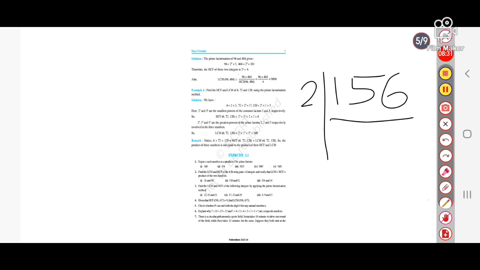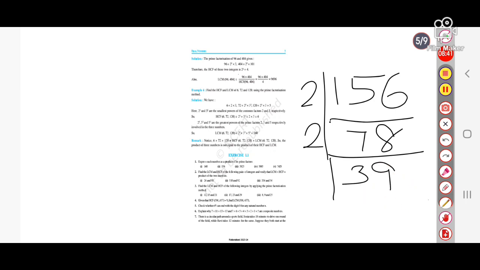Similarly, let's work out 156. Same way, we need to take 156. Again, we need to do the same format, LCM. When it goes on with 2, it comes as 78. Then again with 2, it comes as 39.